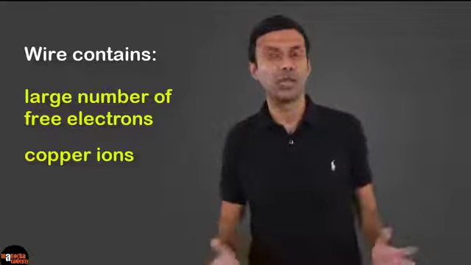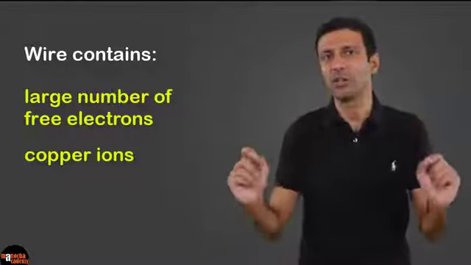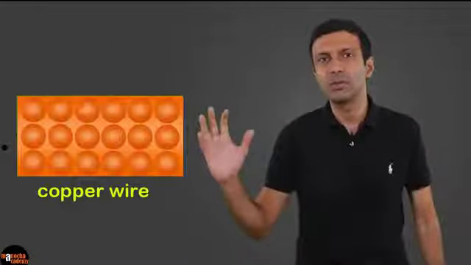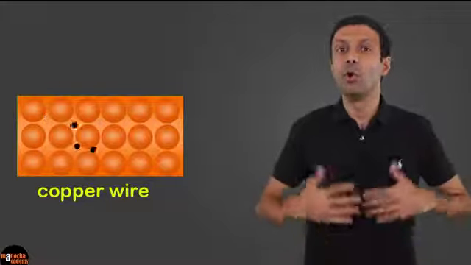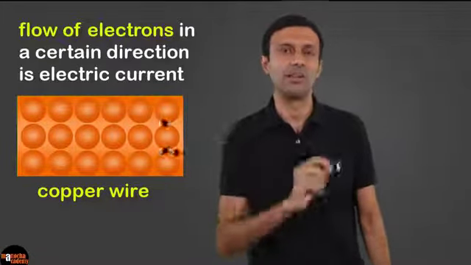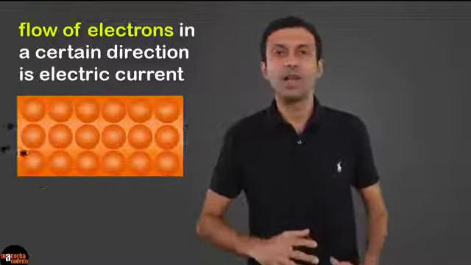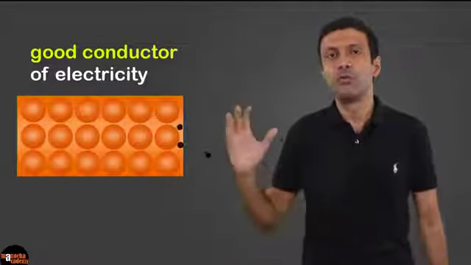Now, when voltage, or what we call as potential difference, is applied across the wire, these free electrons move in a specific direction. And this flow of electrons in a certain direction is called electric current. The wire has a huge number of free electrons. That's why it's a good conductor of electricity. So the flow of electrons in a certain direction is electric current.